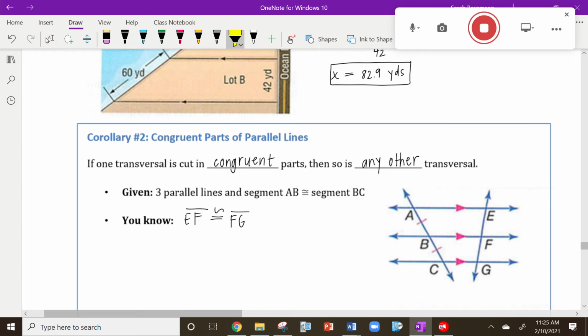Now let's look at another one. If we have two transversals and one of the transversals is cut into congruent parts, then it means any other transversals also cut into congruent parts. So since we know that these lines are all parallel again, and we have this transversal cut into congruent parts, it means this is also congruent. So we know EF is the same as FG.